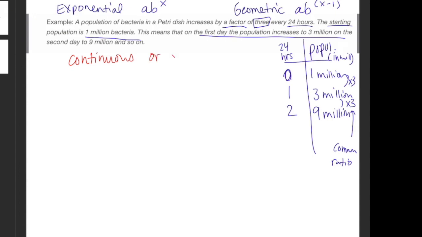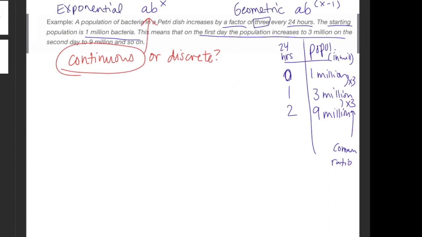We already answered the question of whether or not this is continuous or discrete. This is, of course, continuous. Your bacteria is going to keep growing every hour. So we don't have to wait for the 24-hour period as we did in the previous problem.